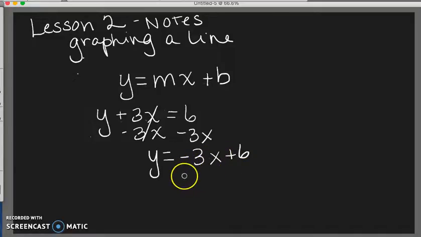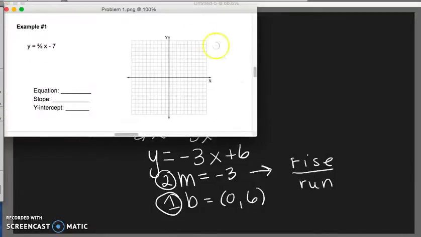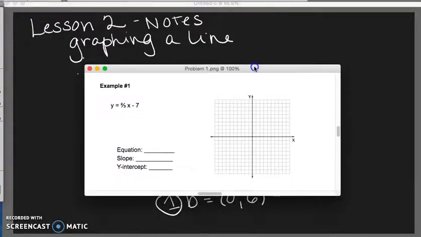And once you isolate it and identify your slope and your y-intercept, so for example, your slope is negative 3 and your y-intercept is 0, 6, you now plot your y-intercept first. So step 1 is plot your y-intercept. And then you want to plot another point according to your slope. And remember, your slope is always rise over run. Okay, so now let's start looking at some of these examples when we are graphing a line.